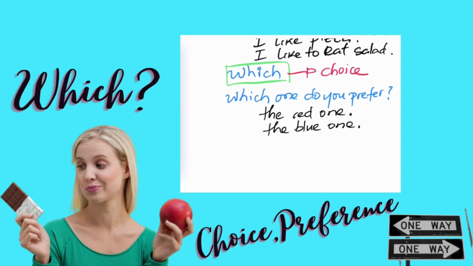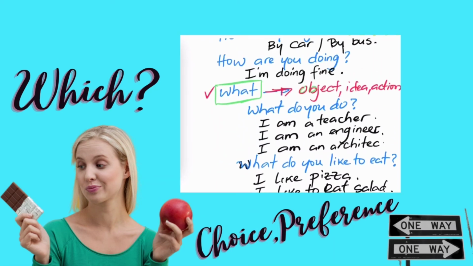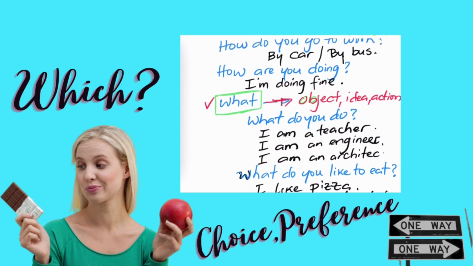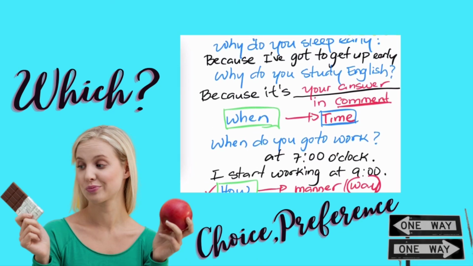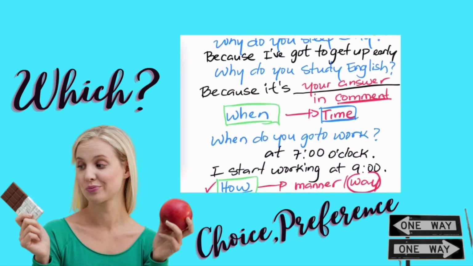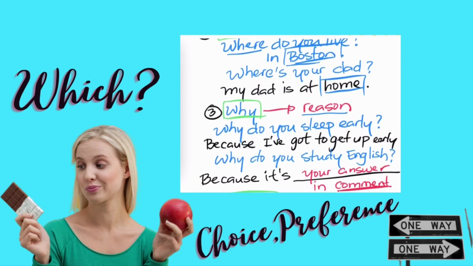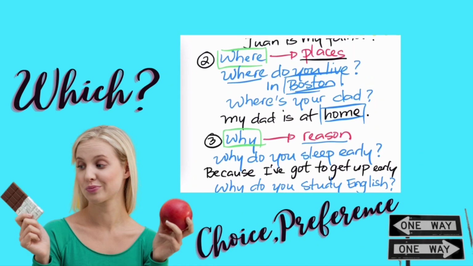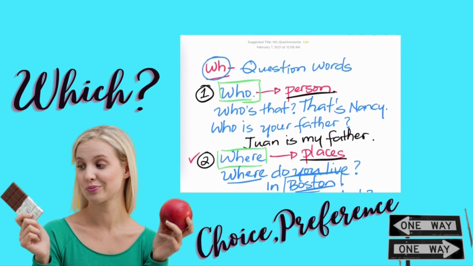So let's make a quick recap. We have seen which when we're referring to choice, to choose and selection. We have seen what when we're talking about an object, idea, or action. We see how when we're talking about manner. And also we have seen when whenever we are referring to time, and why when we're talking about reason, where when we're talking about place, and also who.